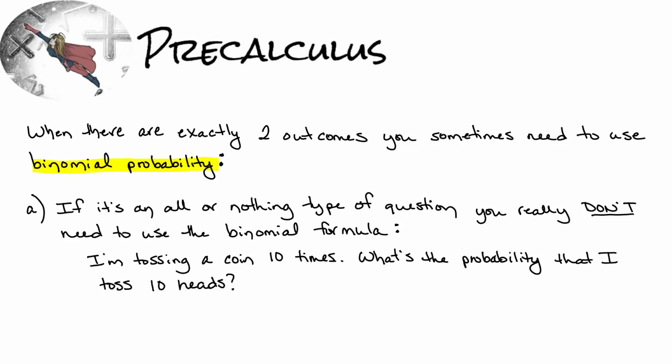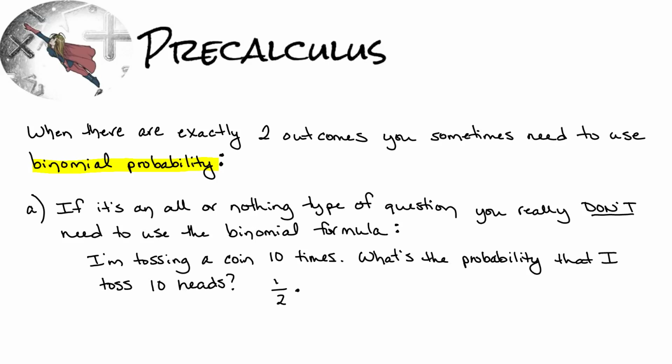Like in the example, I'm tossing a coin 10 times. What is the probability that I toss 10 heads? So all 10 being heads. That's the all or nothing. Nothing would be if I said, what is the probability that I toss none of them heads? You really do not need to use the binomial formula. If all 10 are heads, I could think of it like, well, on my first toss, it's a 1/2 chance, 1 in 2.